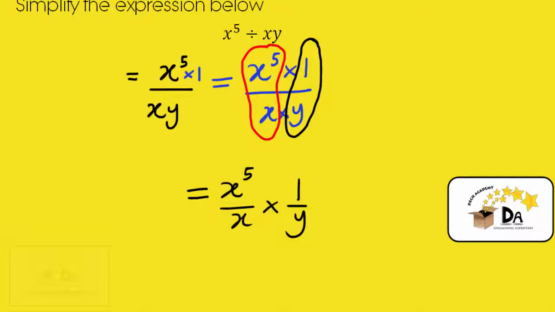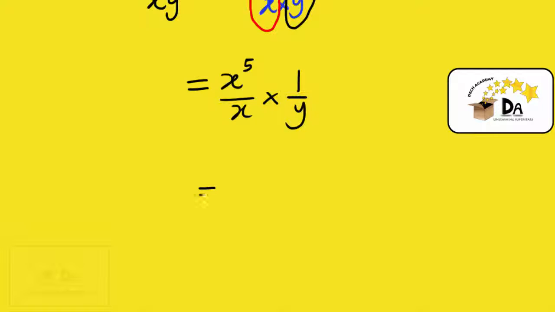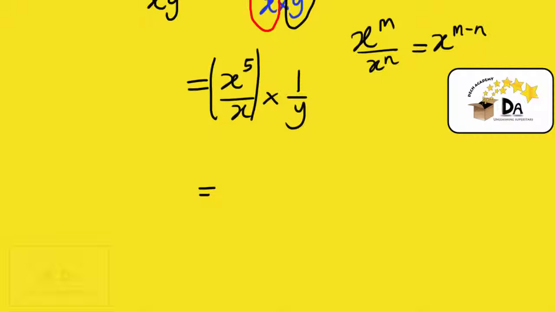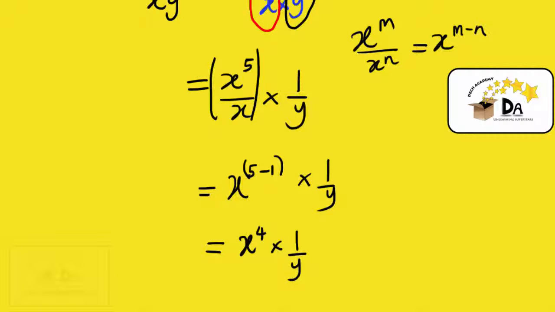Why did I decide to have a fraction with just x's? Well, because it makes my life easier. I could have chosen x^5 and y and formed a fraction that way. But I decided to form a fraction with x^5 and x because I can now simplify this expression using the rule x^m over x^n is equal to x^(m-n). So this term becomes x^(5-1), and this is still times 1 over y. x^(5-1) is x^4 times 1 over y.